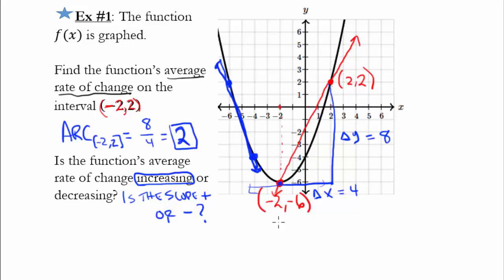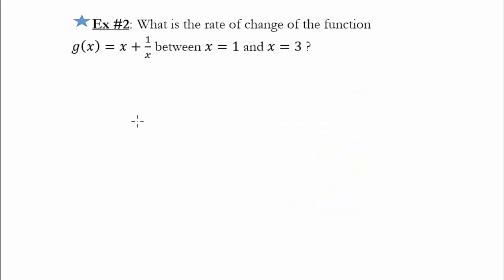Okay, let's take a look at one more example. Example number 2. What is the rate of change of the function g of x equals x plus 1 over x on the interval x equals 1 and x equals 3?